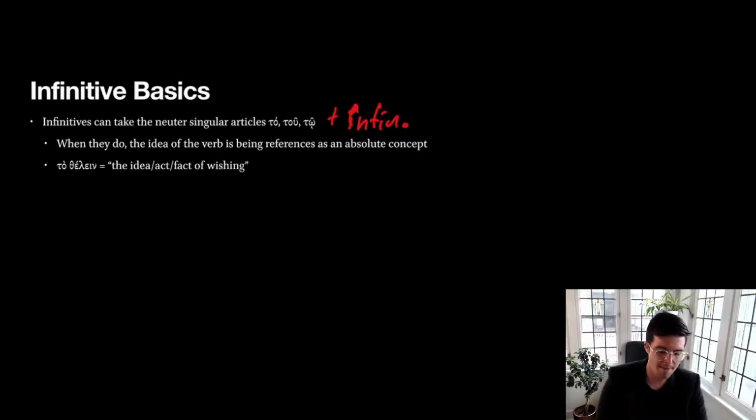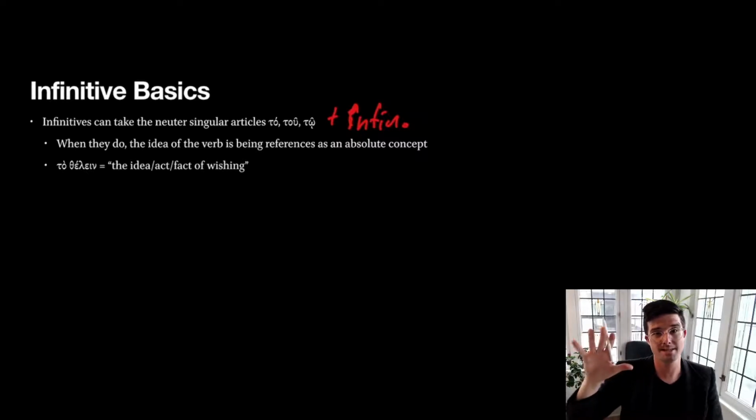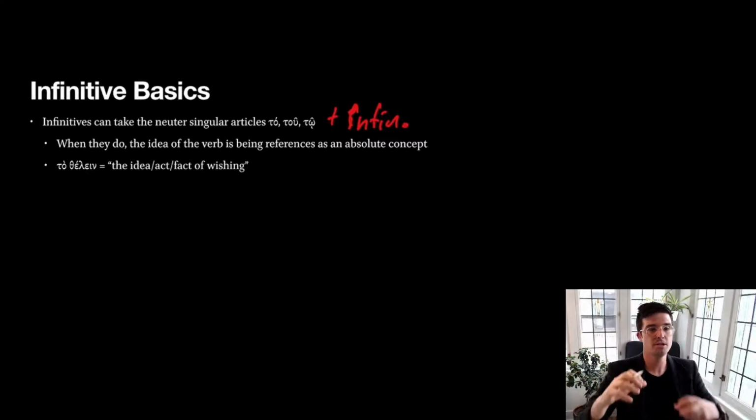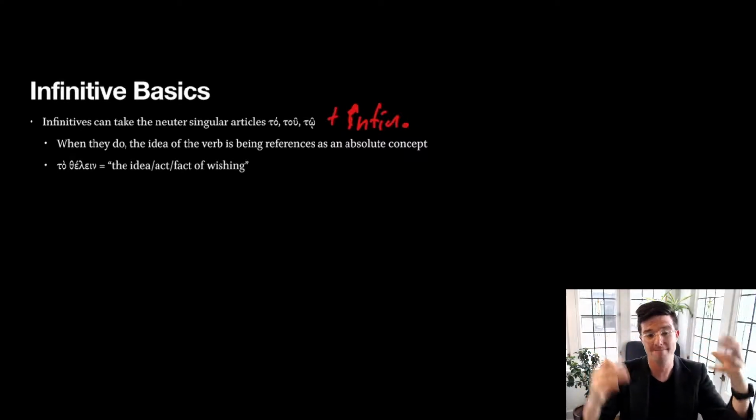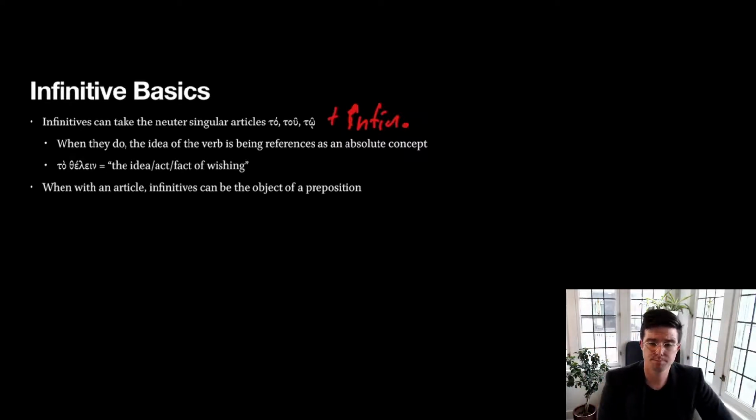And when this happens, the verb is being referred to as a concept, as you think of it, as the idea, the act, or the fact of the verb. So here, ta thelein, by putting this ta in front of it, it's doing what is called substantizing the infinitive itself, or substantizing the idea of the verb, so that thelein is made into an idea or an act or a fact of wishing.